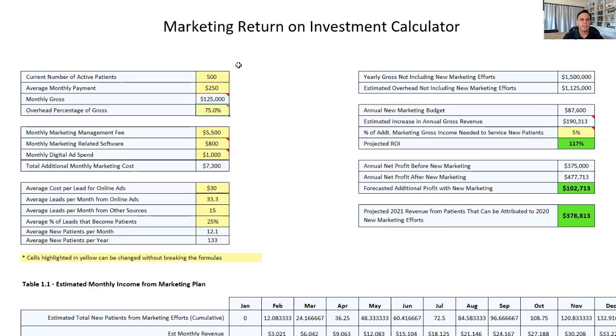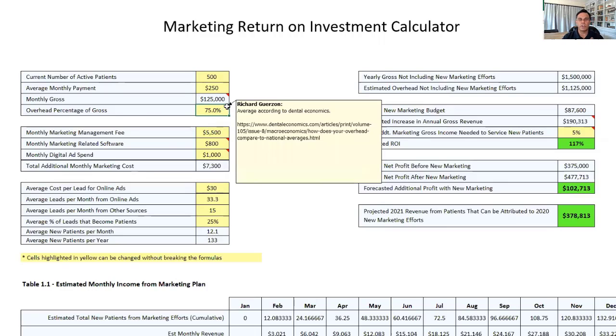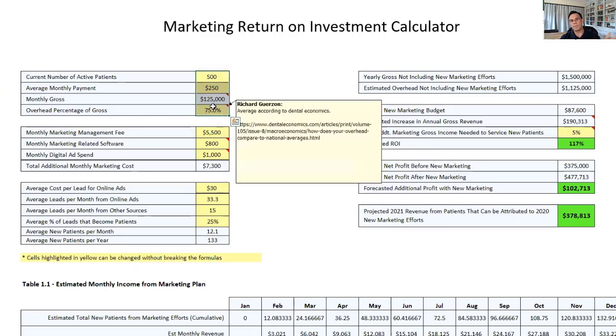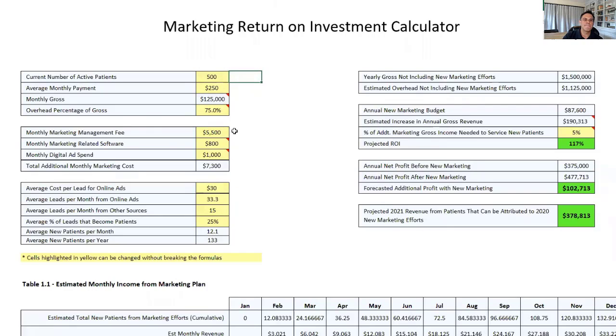So the overhead, if you don't know it, I put in the average overhead according to Dental Economics, but put yours in if you know it, like how much overhead is coming out of your gross. So start with this as the fun. We need to know how much is coming in now, so you have some sort of control. And then this is when you want to start playing with the numbers for the marketing. So let's say you're working with someone and their average monthly fee to manage your marketing is $5,500.